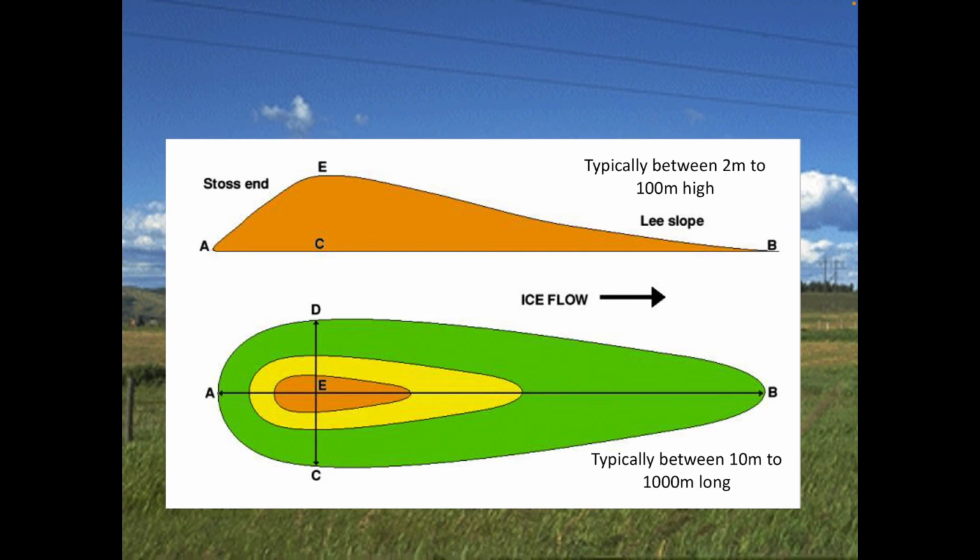And you can see that the ice flow is moving in this picture from left to right. And what we would get is the steeper side on the left-hand side and the more gentle slope on the right-hand side, which is the opposite of what we would see with a roche moutonné.